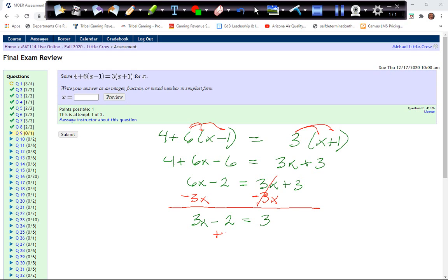Let's go ahead and add 2 to both sides. You get a canceling. This becomes 0. So then we have 3x equals 5. And write your answer as an integer, fraction, or mixed number. Okay. And then we're going to divide both sides by 3. So that gives us that x equals 5/3.